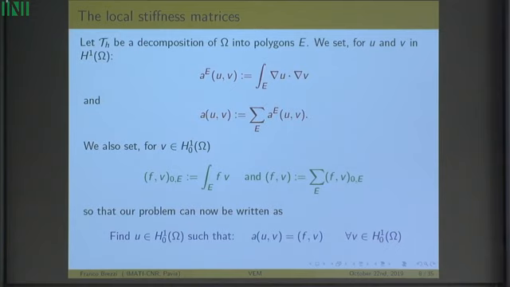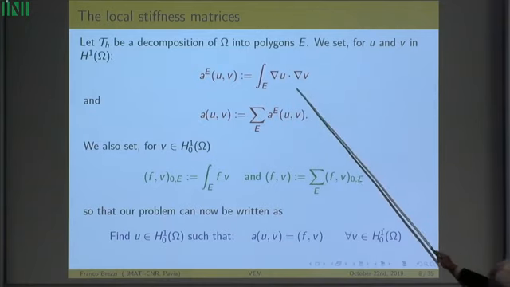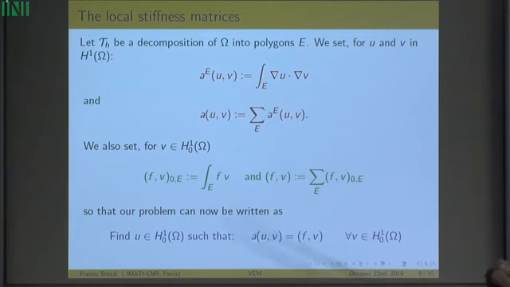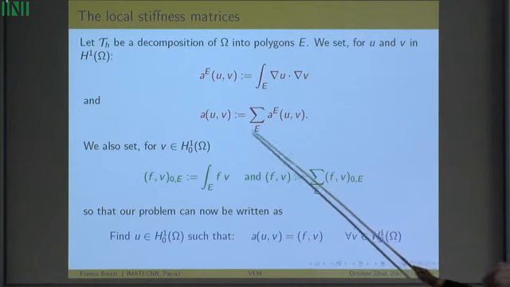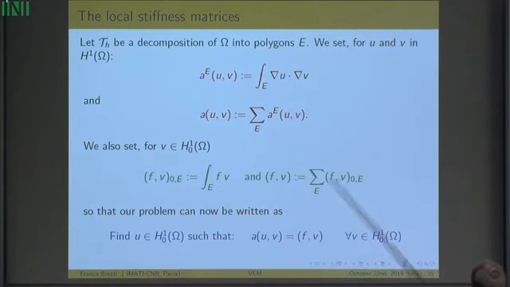Thanks, Mr. Chairman. So then, as you all know, you have a local stiffness matrix for the continuous problem, which is split element by element, and that's the sum of it. And then you have a right-hand side, and you can write the problem in variational form. This everybody knows, I think.